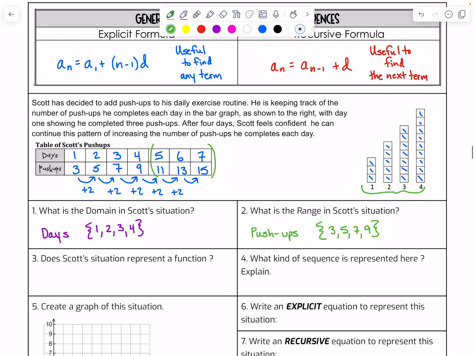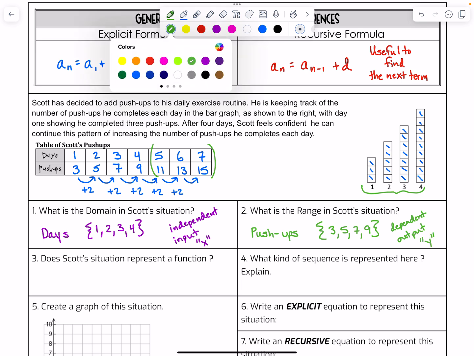So let's also add that the domain is the independent variable. It is the input value. And it's also like our x values is what we like to think about. And then the range is the dependent variable. It's the output values, or we also call it like our y values.